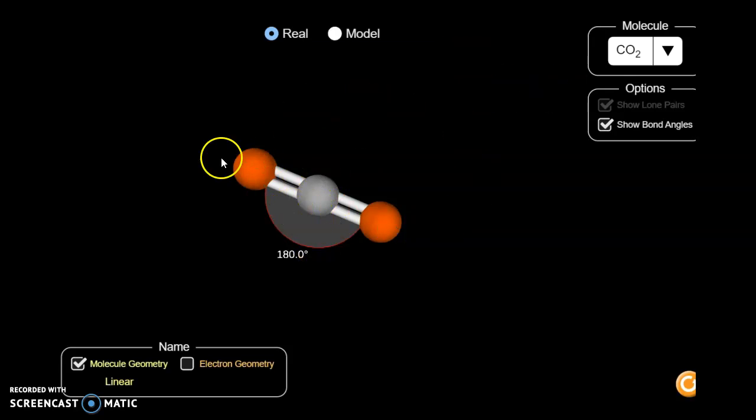Draw pictures of things. Just say CO2. It has something in the middle, a double bond, another one on the outside, and one over here. The two on the outside are the same, so you can label them if you want. This would be your carbon. These would be oxygens. But that's all I expect for this activity.